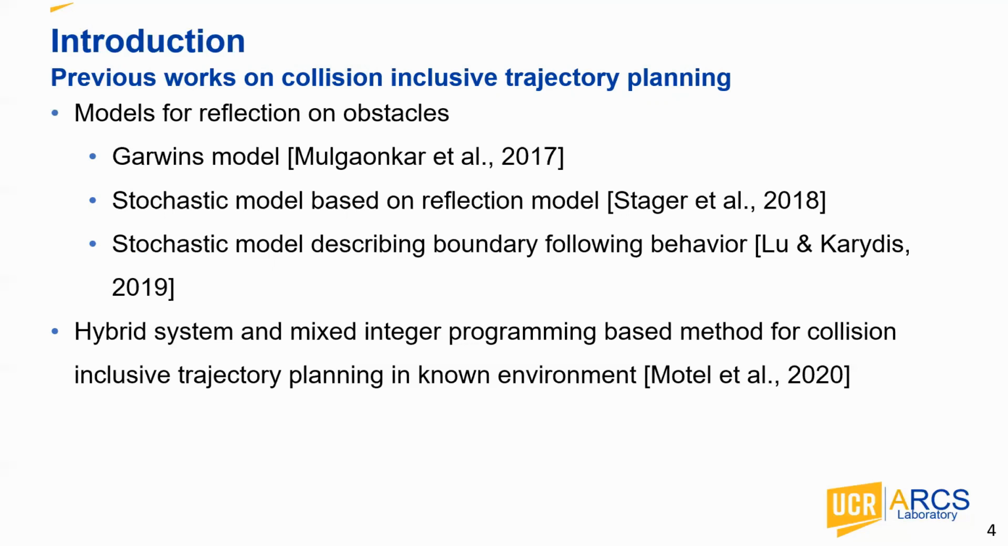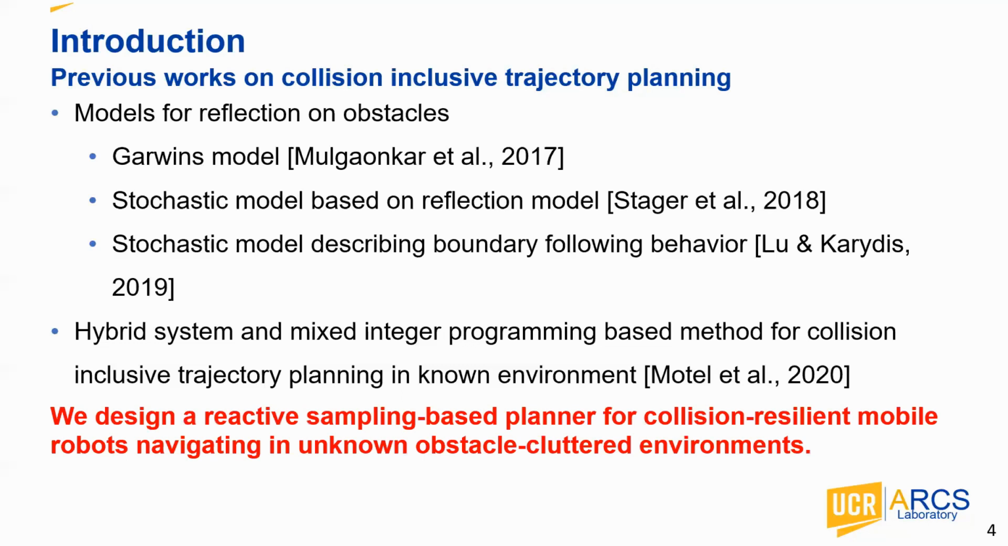When the environment is known, collisions can serve as a practical means to improve the effectiveness of the trajectories. Through dispersion of energy and redirection of momentum, colliding agents can thus be endowed with greater maneuverability. A mixed-integer programming-based method can be used to generate collision-inclusive trajectories. In this paper, we design a reactive sampling-based planner for a collision-resilient robot navigating in unknown, obstacle-cluttered environments.